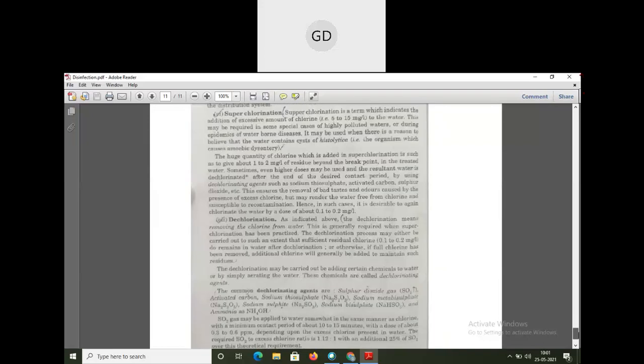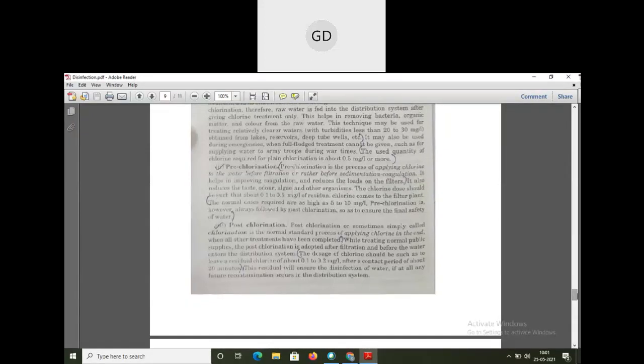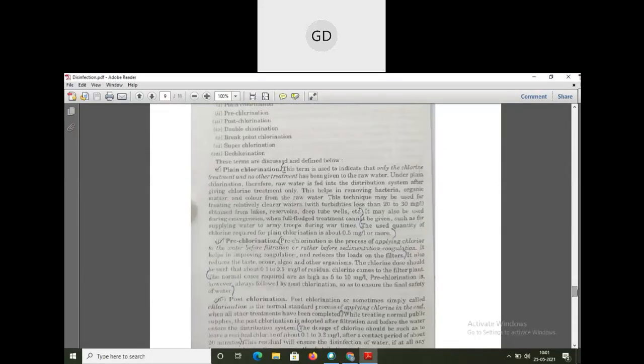Since double chlorination uses pre-chlorination, its advantages are the same as those of the pre-chlorination process. So let us do up to here today. Next, we will go to breakpoint chlorination, and some small terms are left. After this, we will finish this disinfection part and move to our next treatment part quickly.